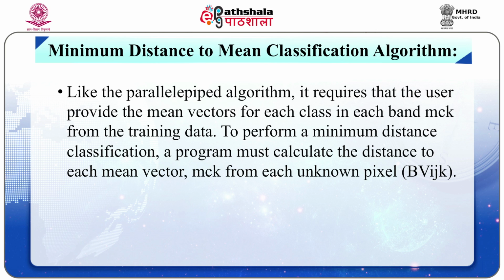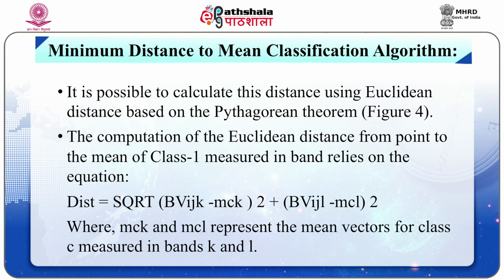To perform a minimum distance classification, a programmer must calculate the distance to each mean vector MCK from an unknown pixel. It is possible to calculate this distance using Euclidean distance based on the Pythagorean theorem shown in figure number 4. The computation of the Euclidean distance from a point to the mean of class C measured in the bands relies on the given equation, that is, distance equals the square root of (BVijk minus MCK) squared plus (BVijl minus MCL) squared, where MCK and MCL represent the mean vectors for class C measured in bands K and L.